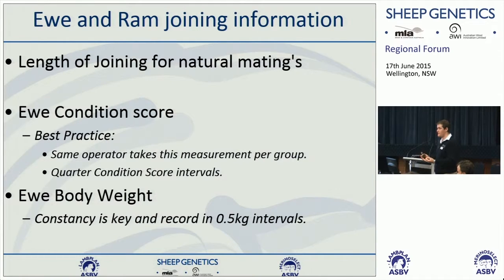There is a bit of variation there, but if you've got 1,000 ewes, we sort of want to know a bit more about it. So we want in quarters for condition scores, and best practice is to have the same operator doing the entire group. So we're not getting someone swapping over after lunch and doing a different method of measuring. And we're just trying to target that variation. And body weight, we should all be up to speed now that we want 0.5 kilogram intervals.